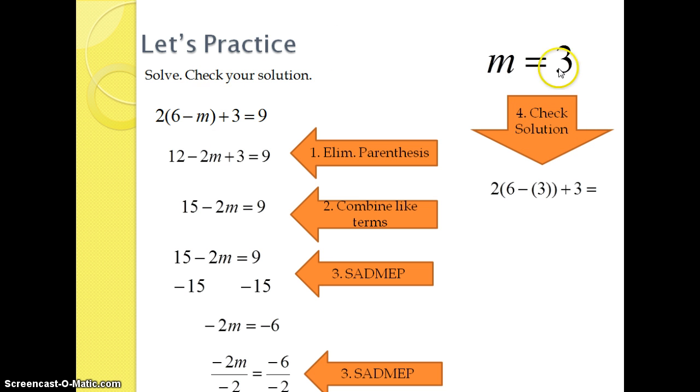Replace this m with 3. 6 minus 3 is just 3. 2 times 3 is 6, and 6 plus 3 is 9, which is what I needed. Therefore, that is correct.